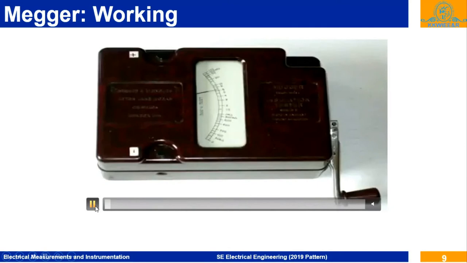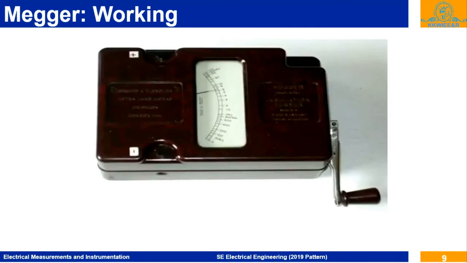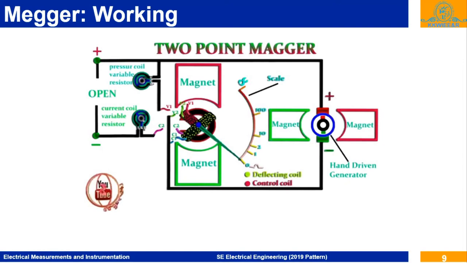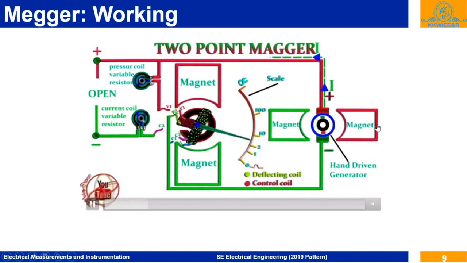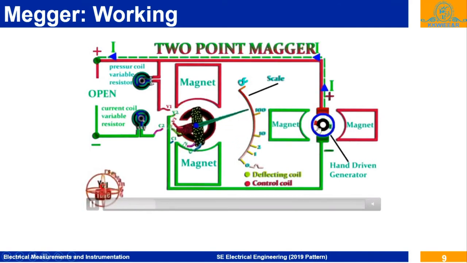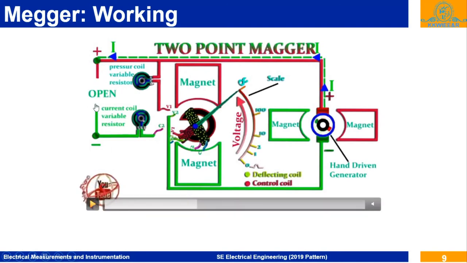If we want to see the working of Megger, we have a small video which will show the animation of working of Megger. So, as we can see, this is the generating part. This is a hand-driven generator. As we rotate this part, the interaction of the magnetic field with the permanent magnet will make current try to flow up to this plus terminal. As we can see, these terminals are open, so current won't flow through this path.